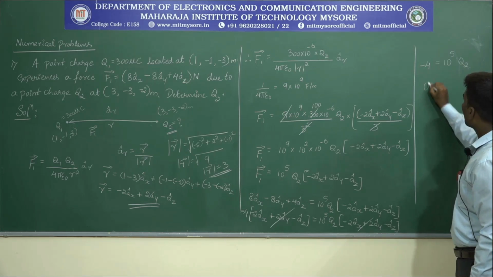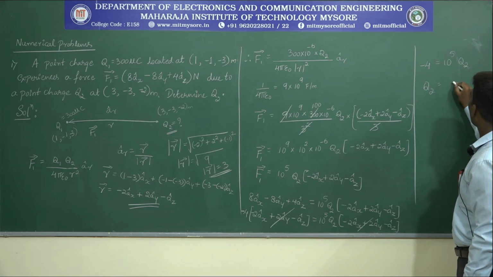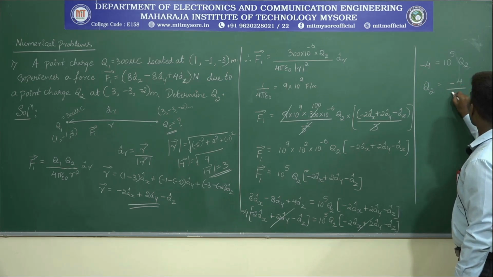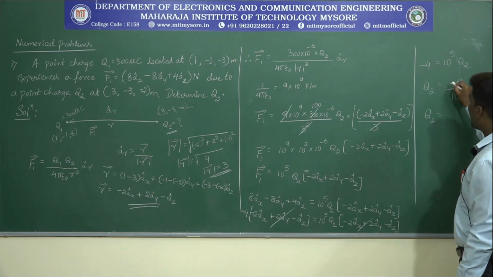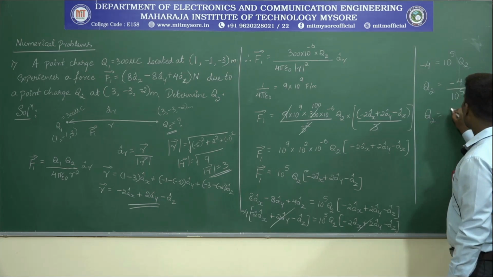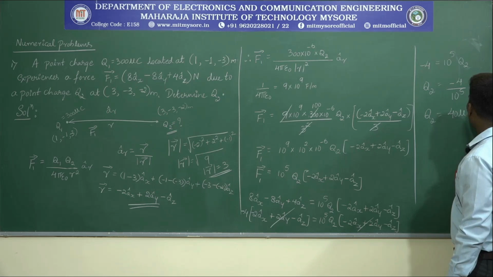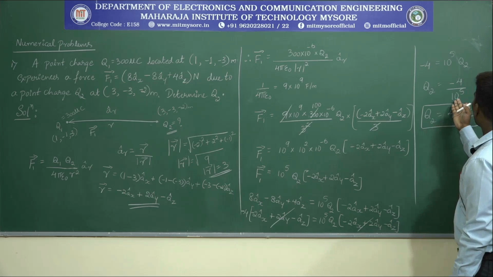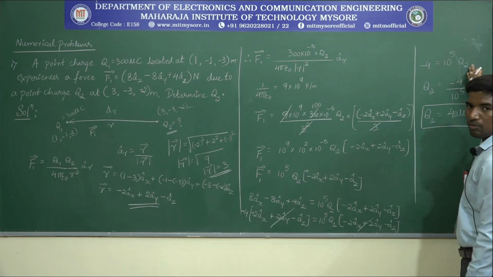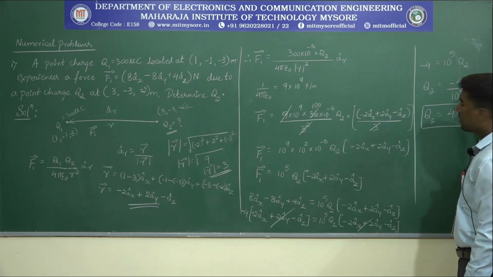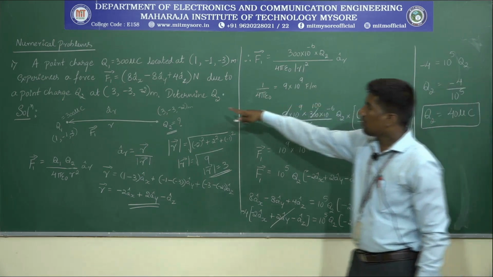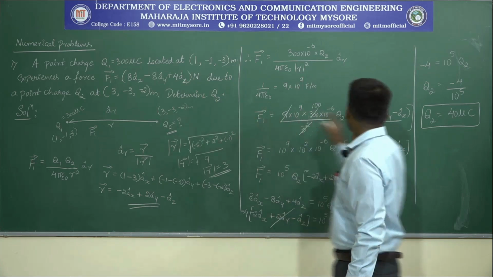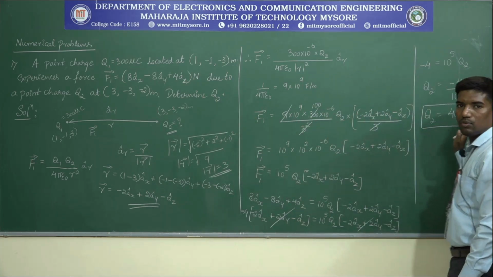What we need to calculate? Q2. Q2 is equal to minus 4 divided by 10 power 5. Then if I neglect the negative sign, this becomes 40 microcoulomb. Q2 is 40 microcoulomb, because if 10 power 5 goes to the numerator, then this becomes 10 power minus 5. This can be represented as 40 microcoulomb. This is what they are asking you to determine. Determine Q2. Q2 is given by 40 microcoulomb.